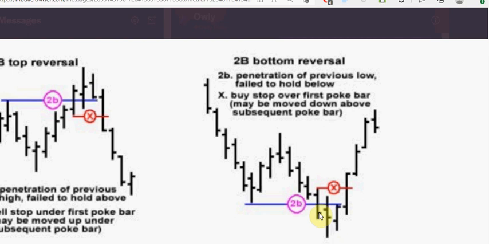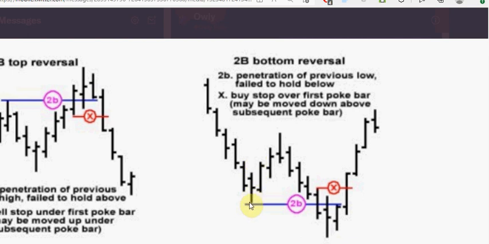We've broken the low of swing 1, and as you can see, Vic puts his, I forget what he calls it actually, poke bar, sell stop under the first poke bar. So that must be the poke bar, and subsequent. So he's got poke and poke. I thought we used to call it something else.